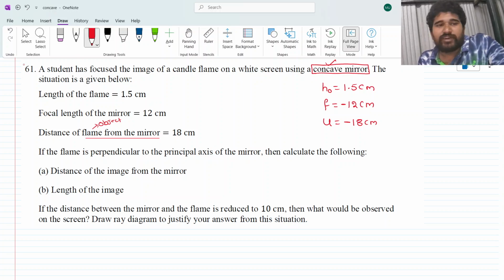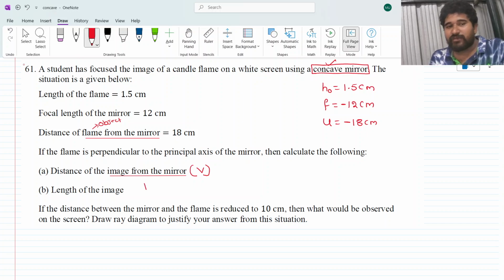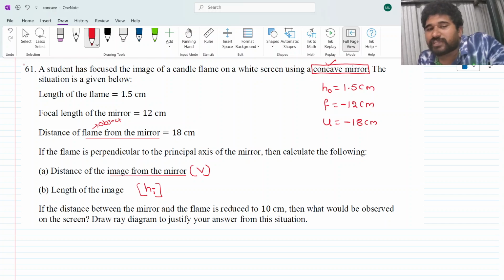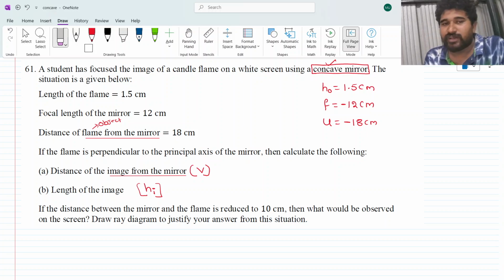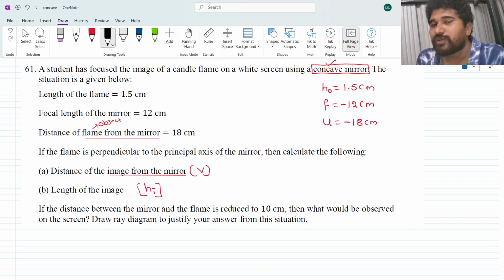If the flame is perpendicular to the principal axis of the mirror, then calculate the distance of the image from the mirror. Meaning, it is asking us to find V. Then the length of the image, so height of the image is asked. Next, if the distance between the mirror and the flame is reduced, we will do that part afterwards. First we will do this part. So what do we want to find? V. So you have to use the help of the mirror formula.